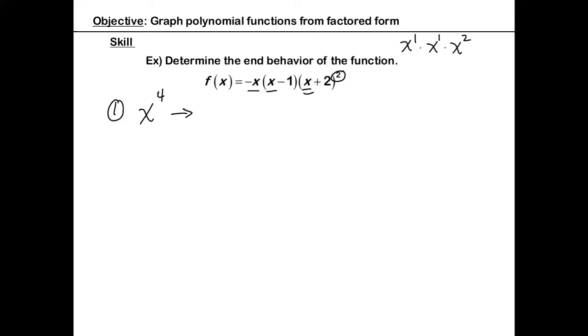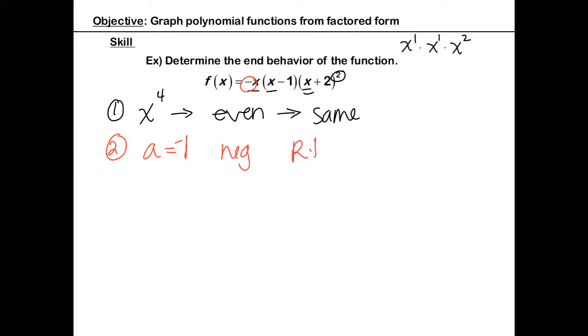So to the 4th, is that even or odd? Even, which means then my end behavior has to be same or opposite? Same. And then I look at my a value. So step 2 is the a value. A is negative. That's a negative 1, which means it's negative, which tells me the right side has to go where? Down. And because they're the same, the left has to go down.